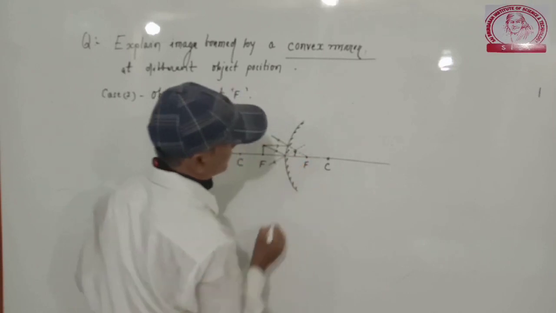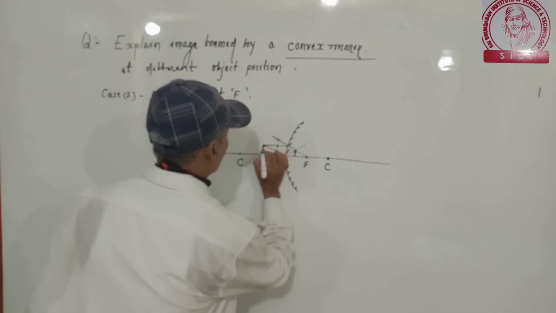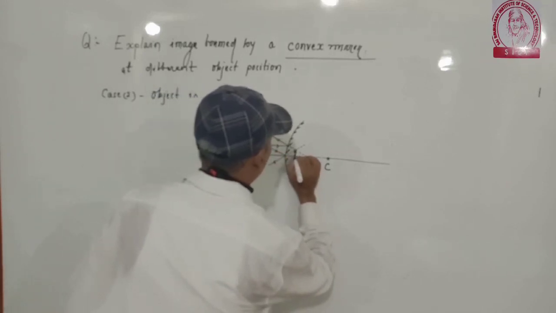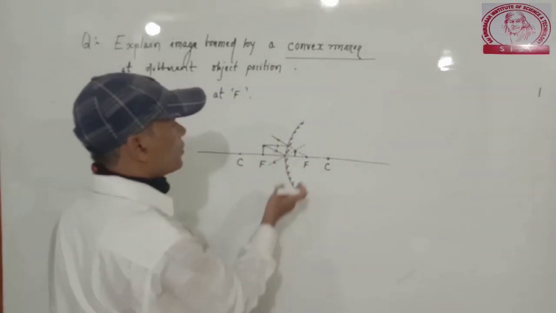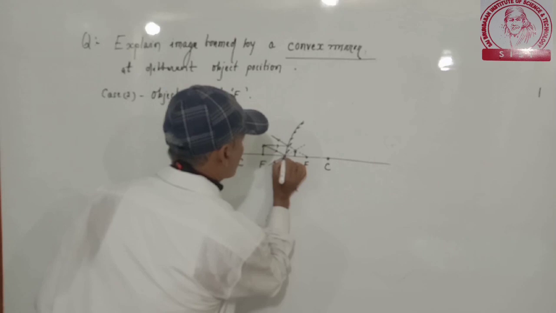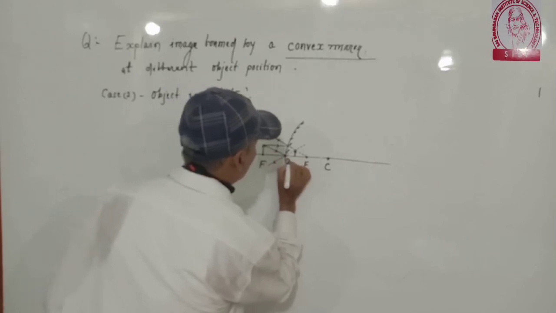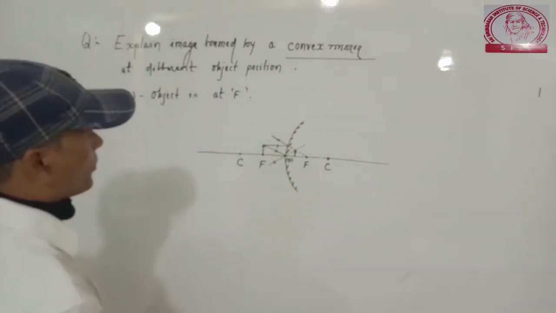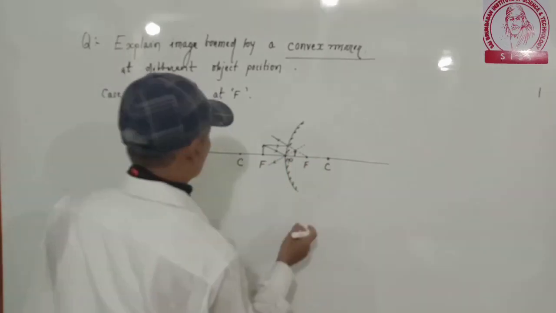This is the image. So now this is the object and this is the image. Again the same thing happened. The image is formed within the focus, because this is the pole of the mirror. This is the pole of the mirror. So the image is formed within the focus.